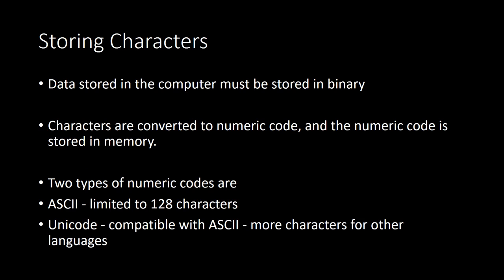Let's say it one more time. Data stored in the computer must be stored in binary. Characters are converted to numeric code, and the numeric code is also stored in binary. There are two types of numeric codes: ASCII and Unicode. ASCII is limited to 128 characters, and Unicode supports multiple languages.